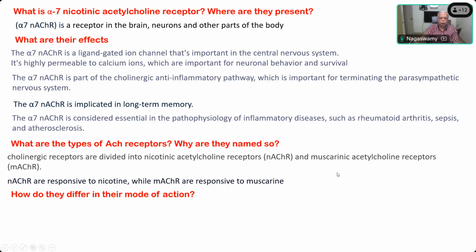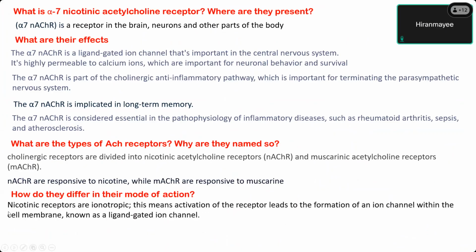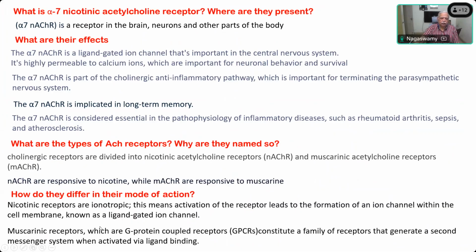How do they differ in their mode of action? One is an ion-gated channel and the other one is a G-protein coupled receptor. So nicotinic receptors are ionotropic, which means activation of the receptor leads to formation of an ion channel within the cell membrane, known as a ligand-gated ion channel. Whereas muscarinic receptors are G protein coupled receptors, a family of receptors which generate a second messenger system when activated via ligand binding.